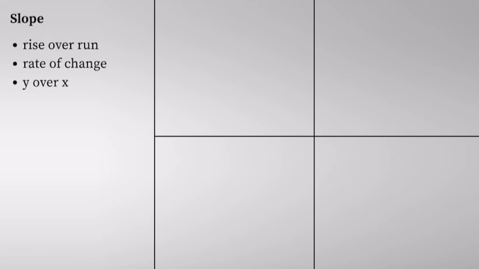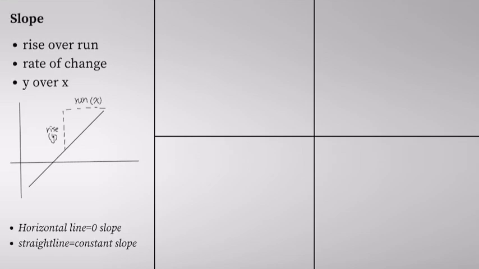One of the most important parts of the graph to know in this class is the slope of the graph. You can understand the slope as rise over run, or y over x. It's essentially how much the vertical coordinate changes for every change in the horizontal coordinate. Some important facts to know are that a horizontal line will have a slope of 0, and a straight line will have a constant slope because the rate of change over any equal input value intervals will be constant.